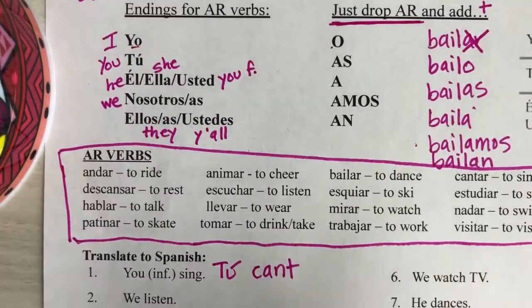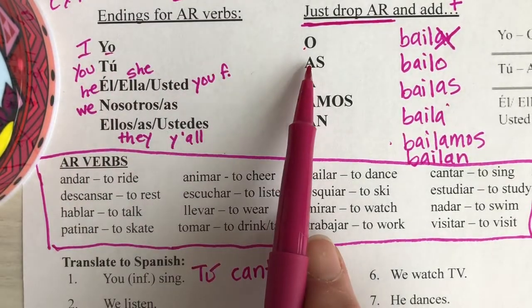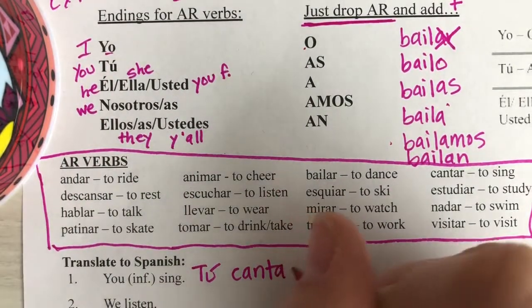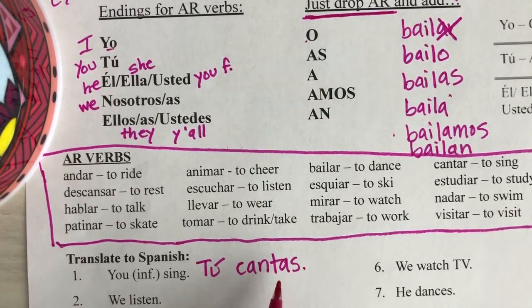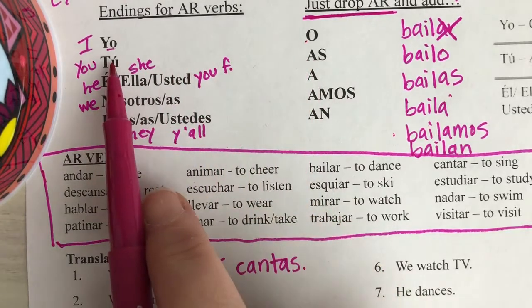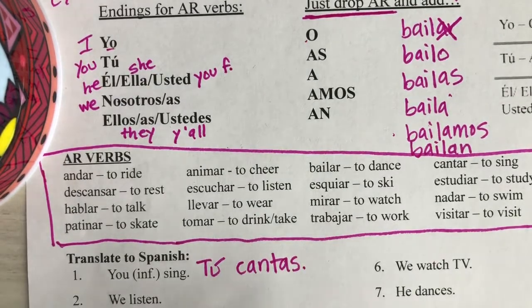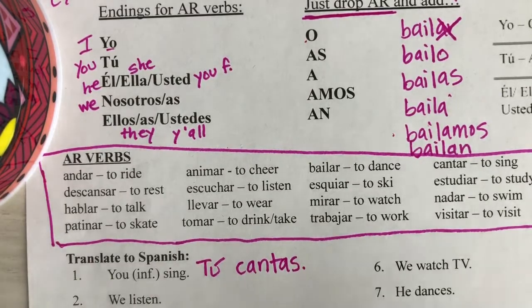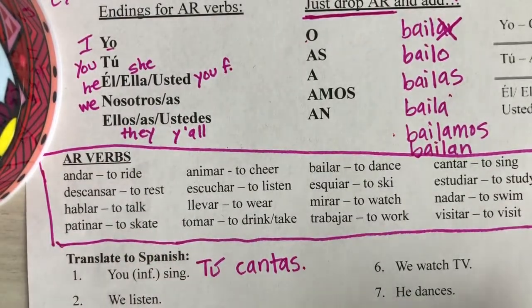And then if I want to say you sing, I come over here and I see that I add the AS to cantas. Now, if you just wrote cantas, that's fine. Because if you look here, the only ending that goes with AS is the tú form. So if you didn't put tú and you just wrote cantas, it's really the same thing. It's the only one that ever goes with that, so it's kind of implied. Rule of thumb, I always put the subject pronoun in the front just to be sure, because then you know you're always going to be right.